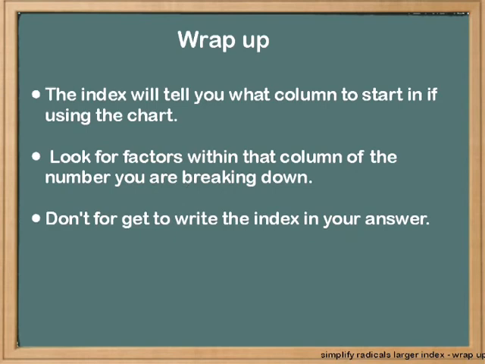All right, so when you're going to go ahead and break down a radical with an index other than 2 and you want to use the chart, look at that index to tell you what column you want to start in. After that, within that column, you want to look for factors of the number that you are breaking down. And then when you're all finished, make sure that you include the index in your answer, and that is a very common mistake for students to leave that index out.